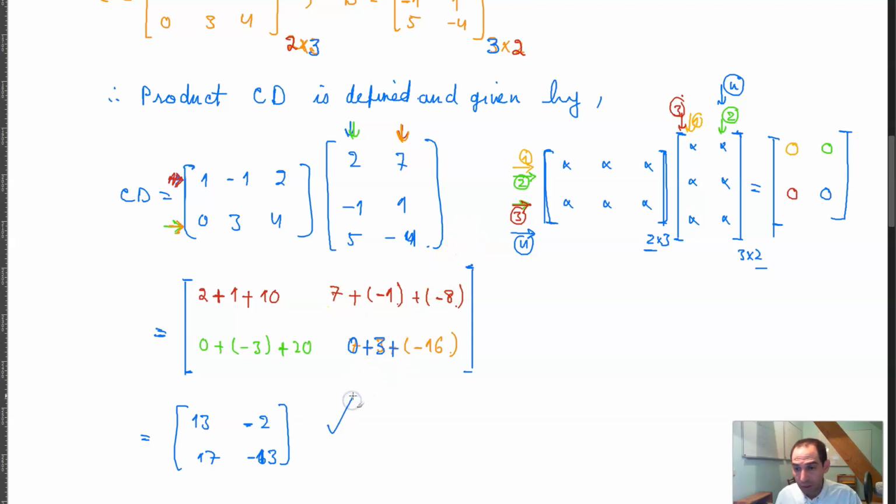So that's basically one of the exercises. Now, we have a couple of questions here.